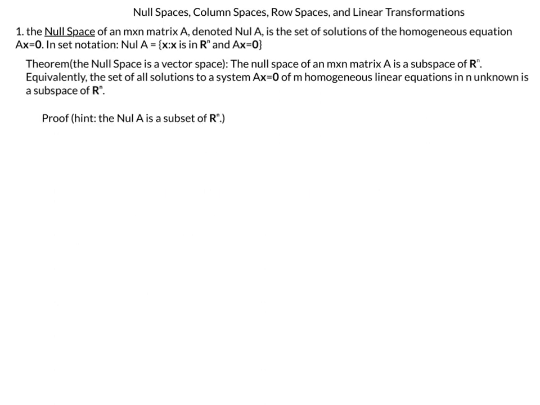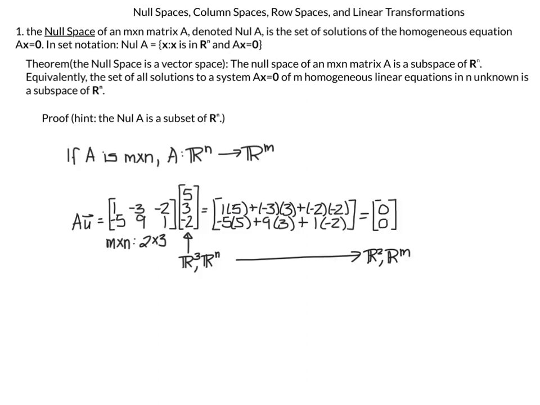Now we have the theorem that the null space is a vector space. So the null space of an M by N matrix A is a subspace of Rn. Equivalently, the set of all solutions to the system AX equals 0 of M homogeneous linear equations and N unknowns is a subspace of Rn. And we're going to prove this, and we have this hint that the null of A is a subset of Rn.